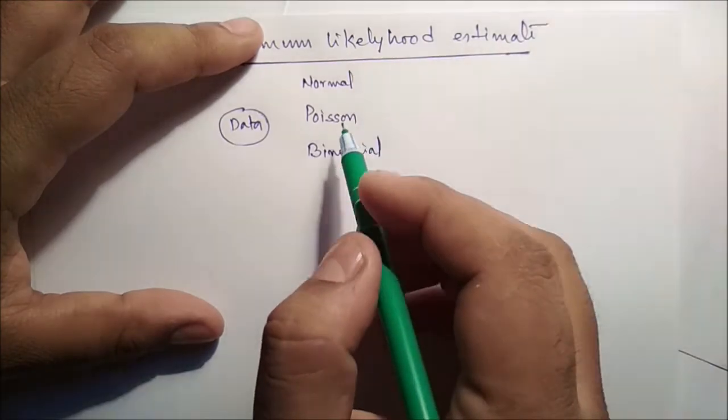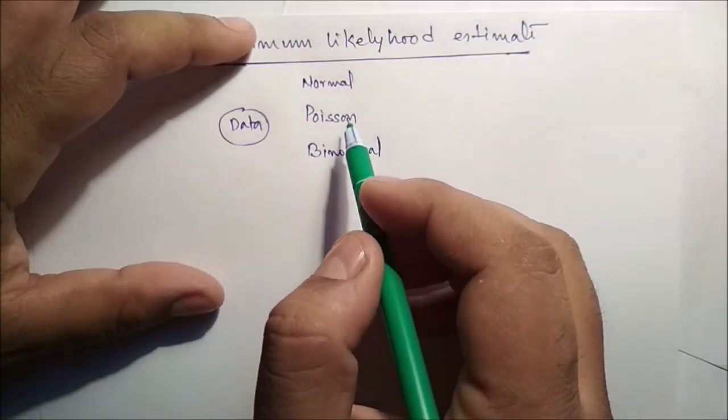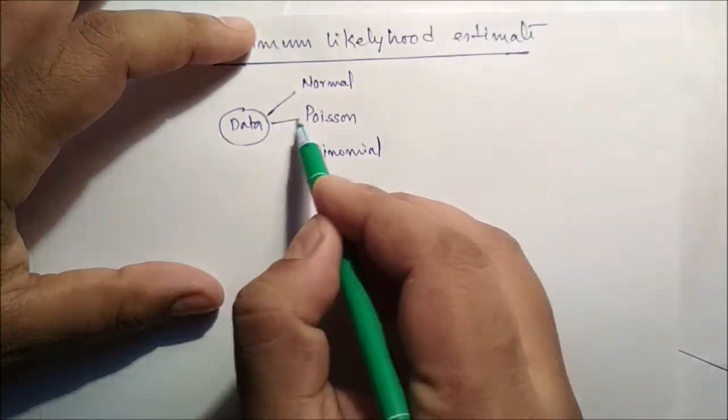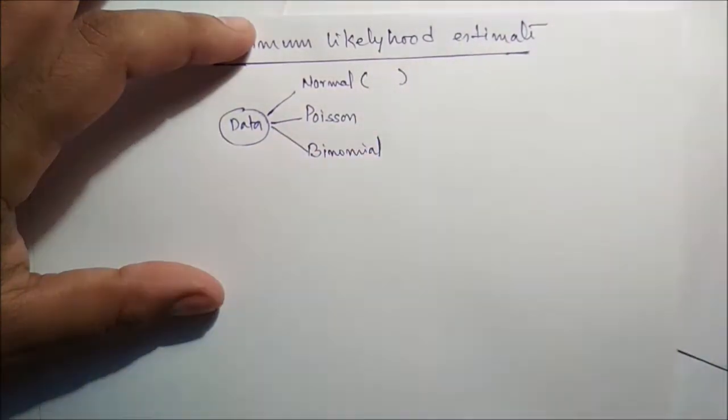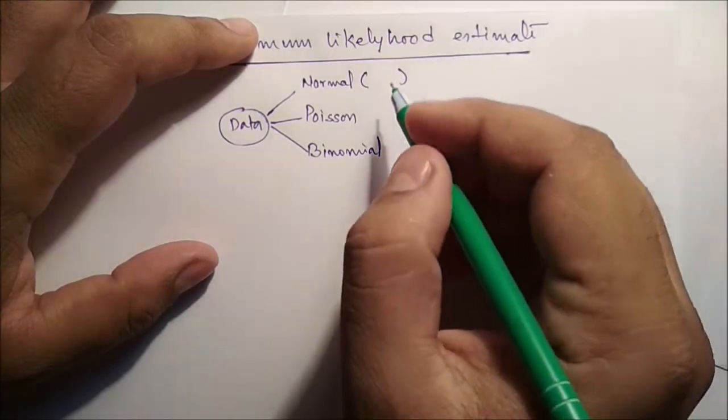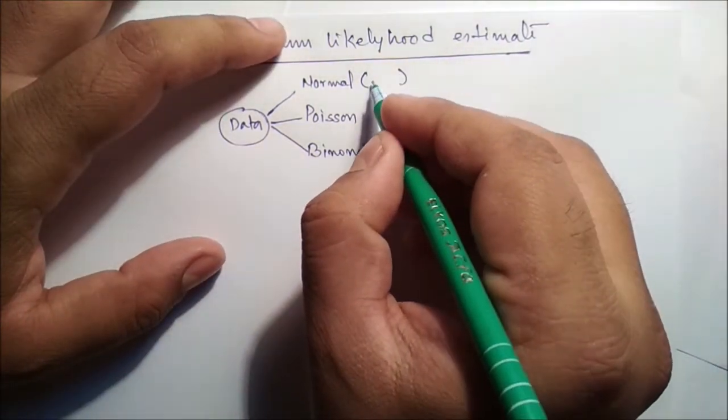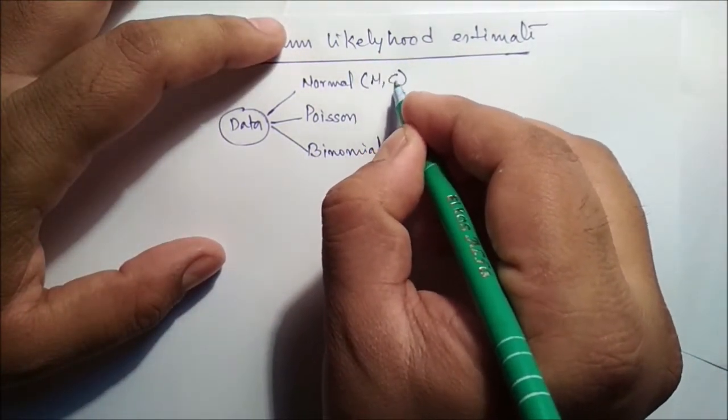Now through this maximum likelihood estimate we can check which one it is and what its parameters will be. If it is a normal, then we can estimate the mu and the standard deviation and so on.